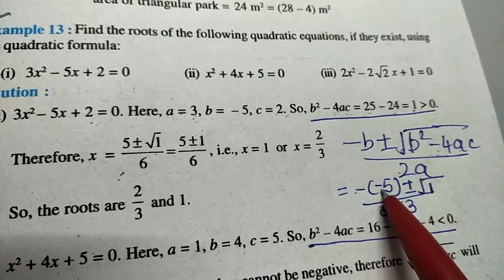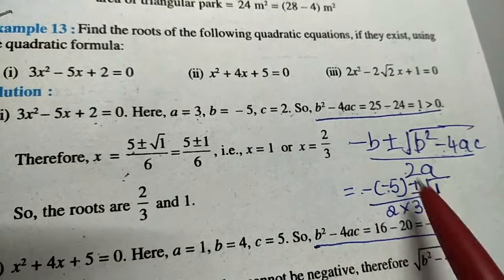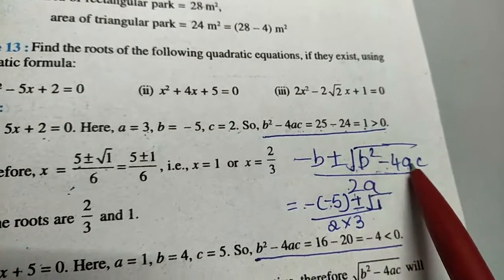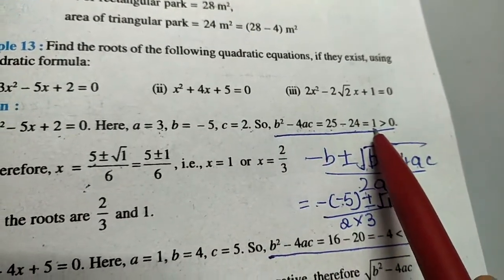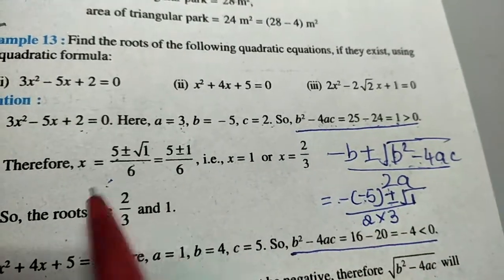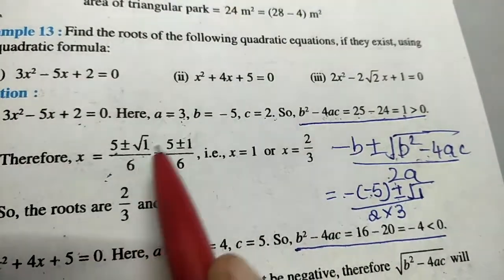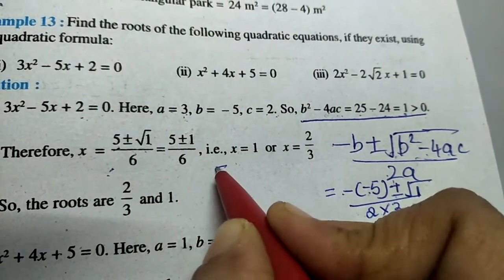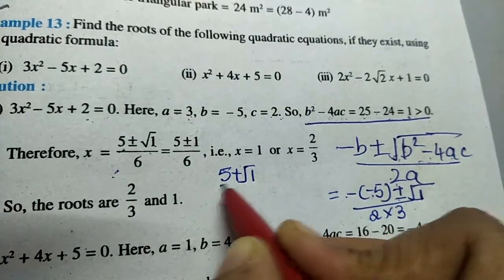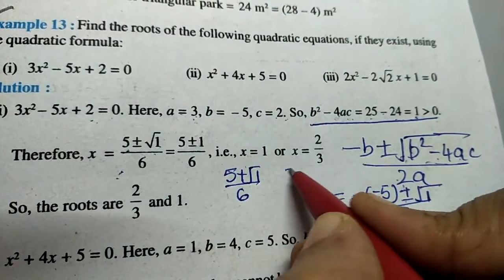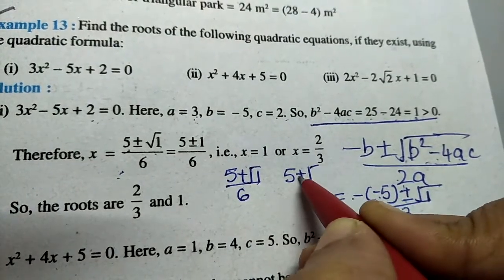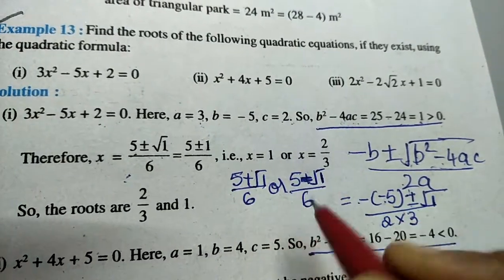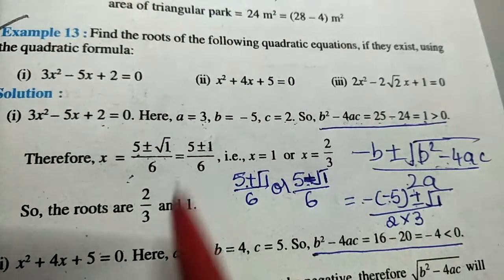Okay, so minus minus will become plus, so you have got plus 5 plus or minus root 1. We have already calculated this b square minus 4ac here. It is equal to 1, so we put it here upon 6. So we have got two roots, one is plus, another is minus. Now how did we get this? We got 5 plus under root 1 upon 6, and 5 minus under root 1 upon 6. So one is plus, other is minus. That is how we do it.